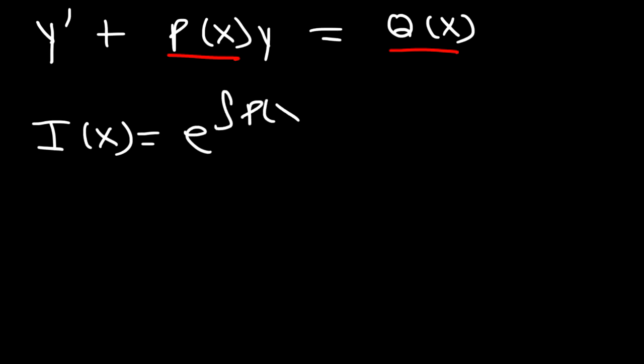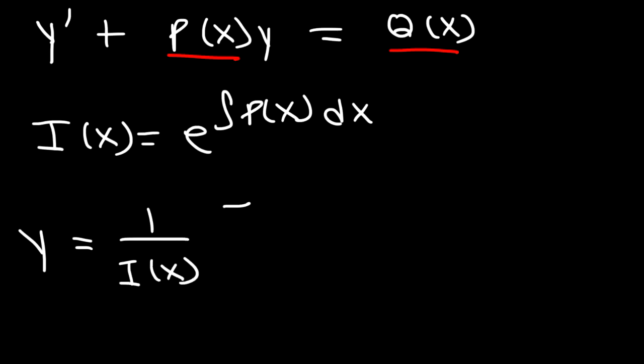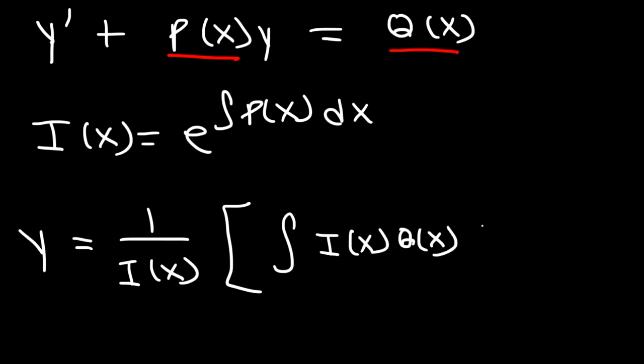Now, the next thing you need to do is determine the integrating factor, which is e raised to the integral of p of x dx. Now, once you have the integrating factor, you can write the general solution to the differential equation. So it's going to be 1 divided by the integrating factor times the integral of I of x times q of x dx, and then plus some constant of integration.